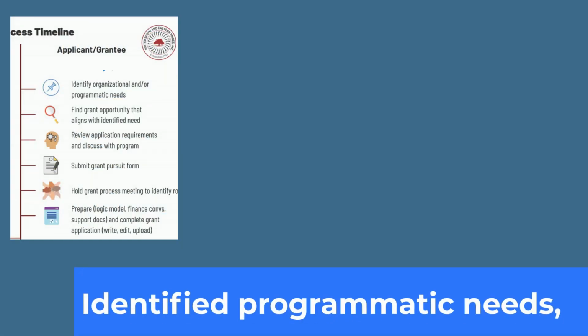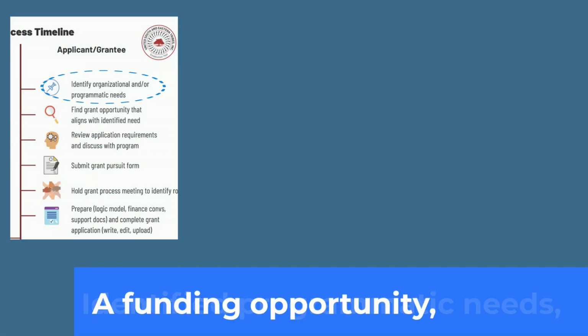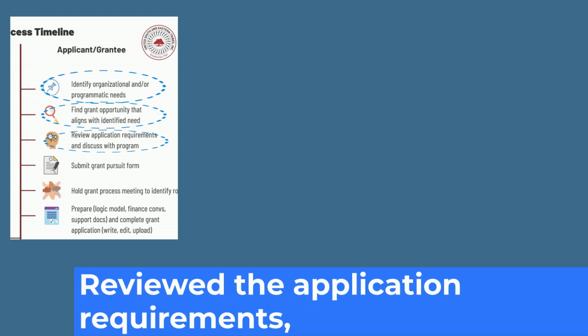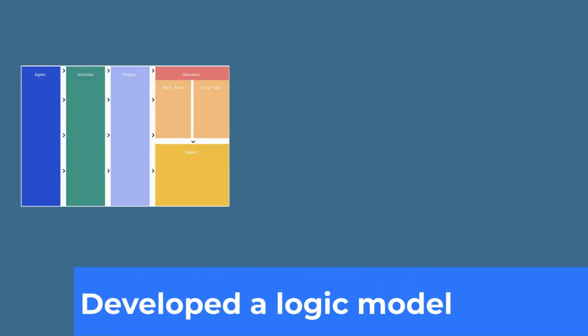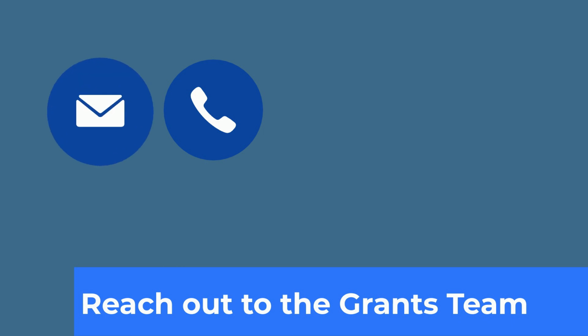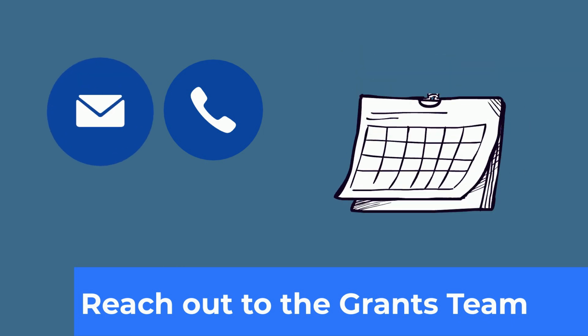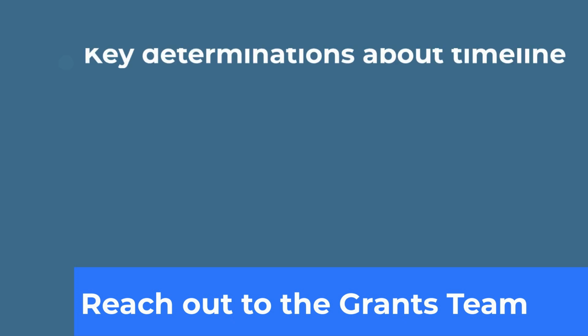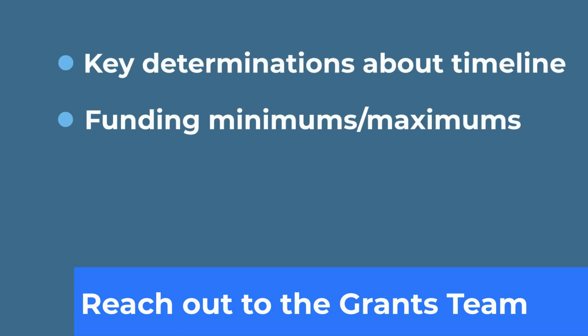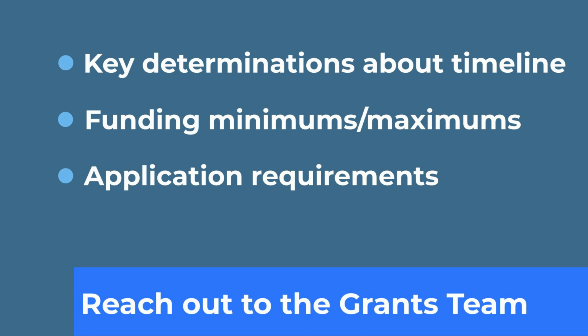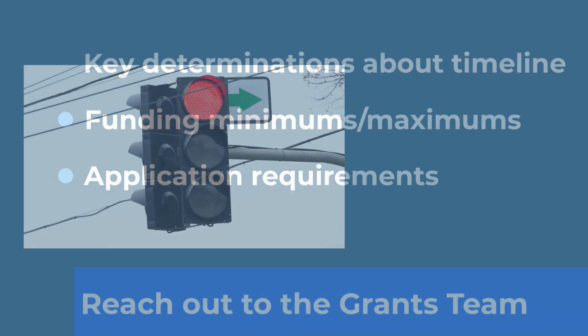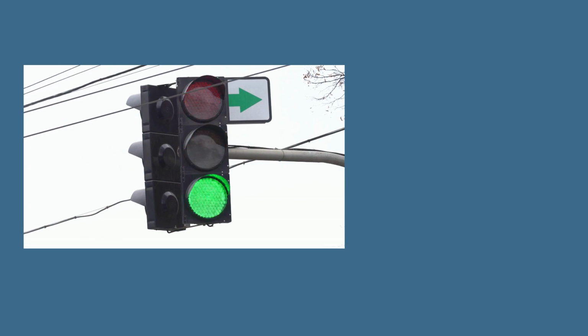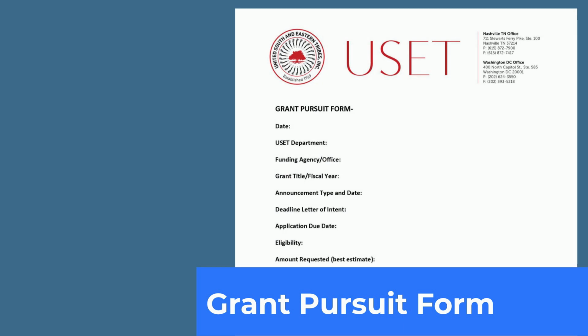Once you have identified your programmatic needs, a funding opportunity, reviewed the application requirements, and developed a logic model, reach out to schedule a meeting with the grants team to review the information and determine whether to move forward with the opportunity. Key determinations about timeline, funding minimums and maximums, and application requirements will all be taken into consideration during this stage. After it is determined that the team should move forward with an application, the program team will fill out a grant pursuit form noting all the information discussed thus far.